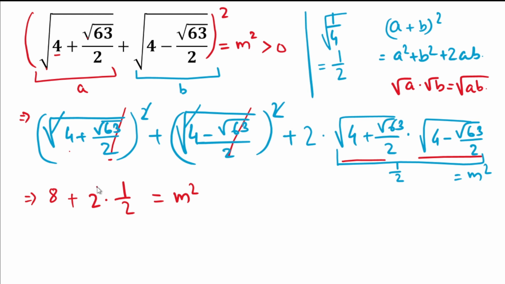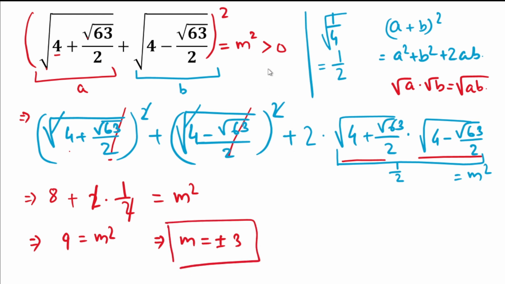Now here 2 in the numerator and denominator will cancel. So it is 8 plus 1, that is 9, and that is equal to m square. Now from here the value of m will be plus or minus square root 9, that is plus or minus 3. So the value of this expression is plus or minus 3, and here the value of this expression is more than 0, meaning a positive value. So the value of m here is 3. So the value of this expression will be 3. This is our answer to this problem.